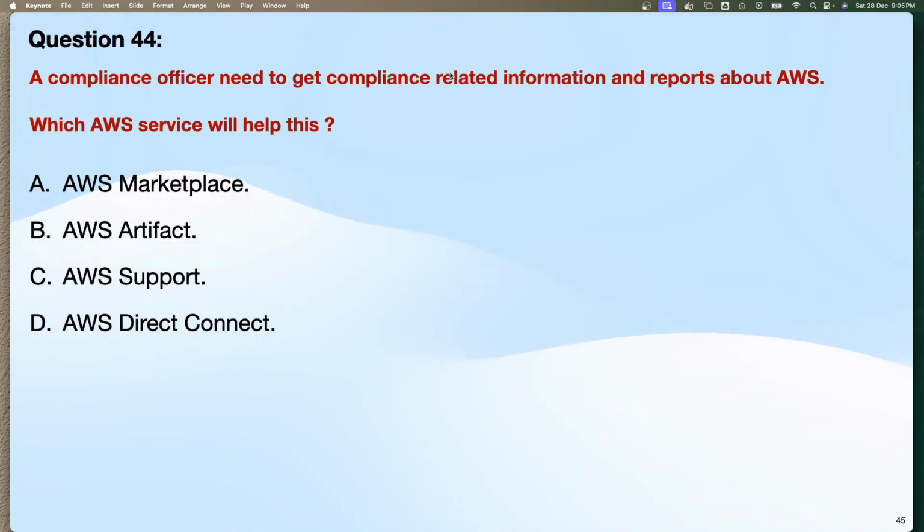AWS Support. AWS Support is just to open a ticket for you when you sign up for AWS accounts. I had a lab and I was showing it also. You can sign up for a free AWS support plan so that you can raise service tickets related to your AWS account. Any questions? AWS Direct Connect, we discussed many times. It is for a dedicated network connection between the on-prem and the cloud. So the answer here is B.